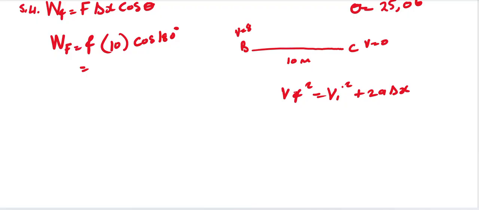What's your V final? V final is 0 squared is equal to, what's your V initial? It is 8 squared plus 2. What's your A? Your A is not 9.8. We are looking for that A.